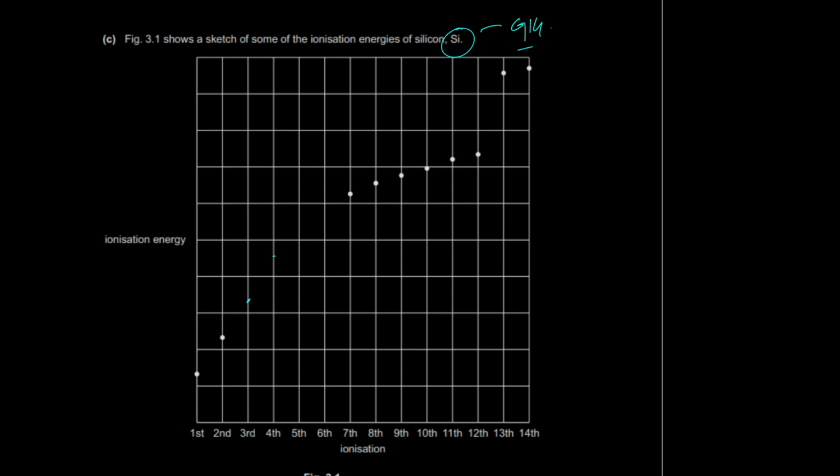Silicon was in group 4 or group 14, whatever you want to think about it, but it has 4 electrons in its outermost shell. Silicon has 4 electrons in its outermost shell. Now, this is the first ionization energy, the second, the third, the fourth.